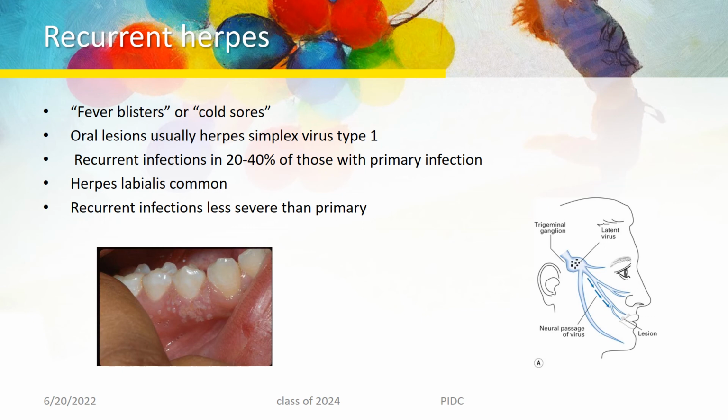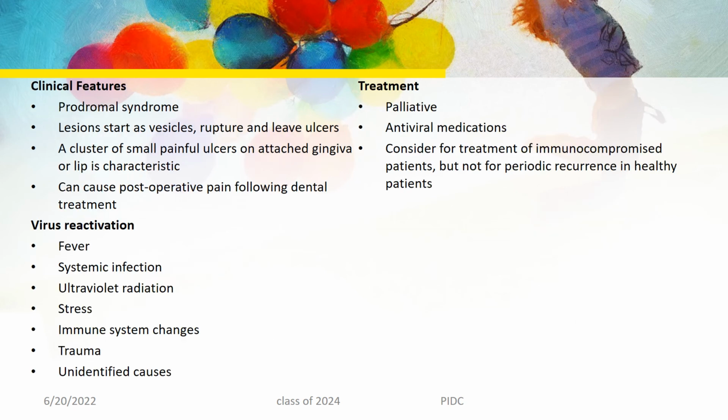These oral lesions are usually caused by the herpes simplex virus type 1. Recurrent infections can occur in 20 to 40% of the cases. With primary infection, herpes labialis is common. Recurrent infections are less severe than the primary. Clinical features: a prodromal syndrome is present, such as fever and other conditions. The lesion starts as vesicles, ruptures, and leaves ulcers. A cluster of small painful ulcers on the attached gingiva or the lip is a characteristic feature. It can cause post-operative pain following dental treatment.